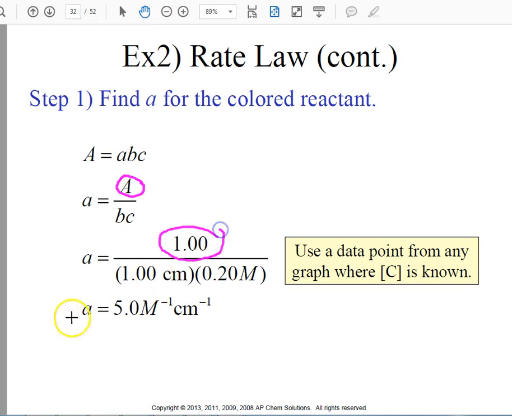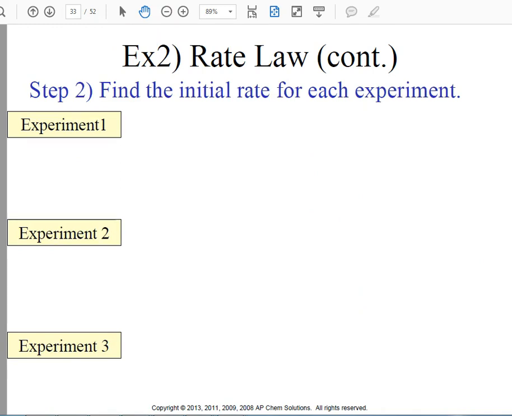This 1 up here. All right, so that's our little a value, and that is going to allow us to convert all these absorbances into concentrations, because that's really what we care about when we're talking about rate. We care about the concentration, not the absorbance. But the absorbance will allow us to find the concentration. All right, so now let's use that to find the initial rate for each experiment.